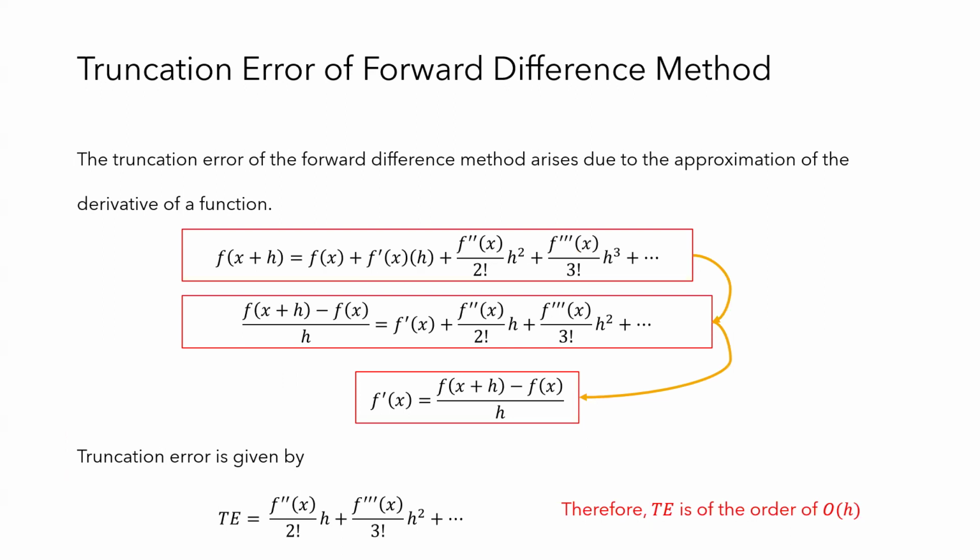Now, what is the truncation error of the forward difference method? So let's see how we derive the expression for the forward difference method. Now, this is the Taylor series, and we rearranged the Taylor series in this way, and then we derived this expression for the first derivative.